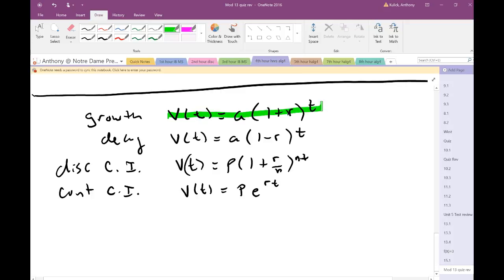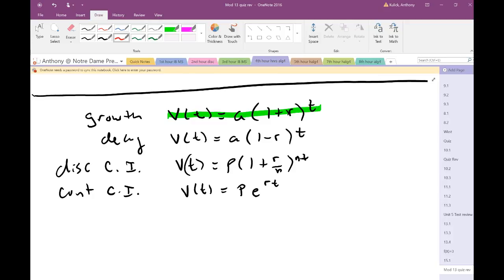So if I look at the growth model, V of t is the value at time t. A is the initial amount. R is the rate of change written as a decimal. Most oftentimes that rate's going to be given to you as a percentage. You need to make sure you change that percentage into a decimal. And then t is time.